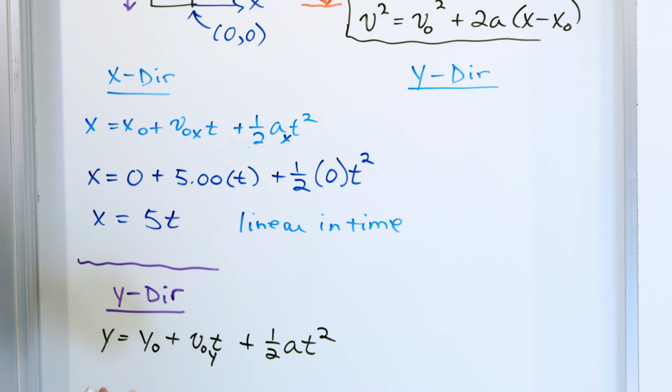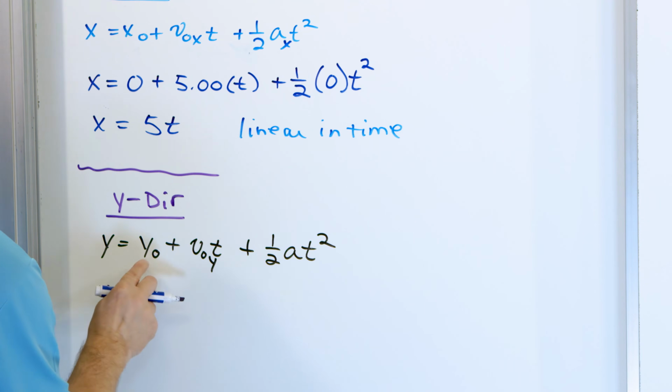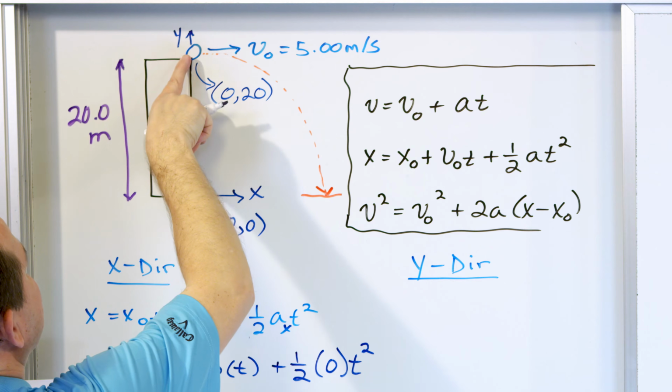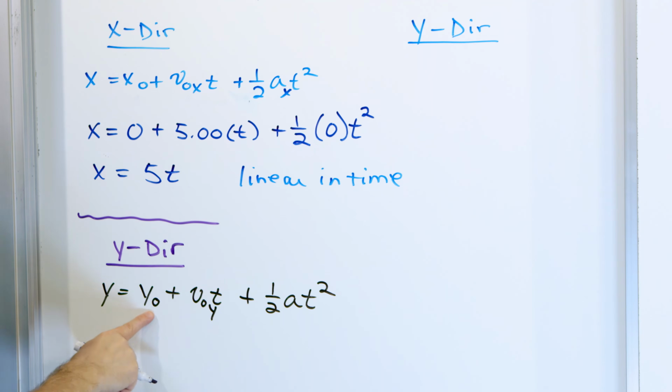So it's the same thing. We just put the positions in y and the velocities in y and everything else, and we know that this is going to be gravity. So when we make those replacements, notice the initial position starts at the top of the building, at y equal to 20 meters. So 20 goes into the initial position for y.